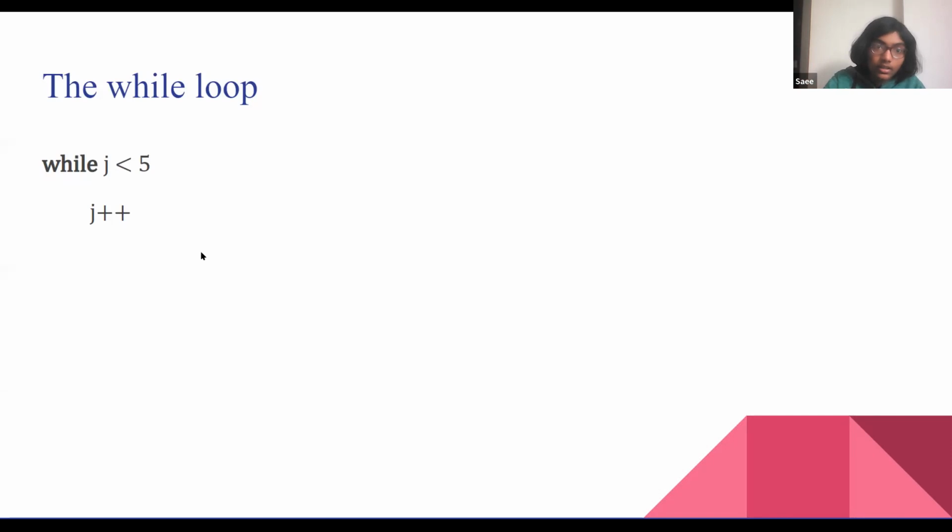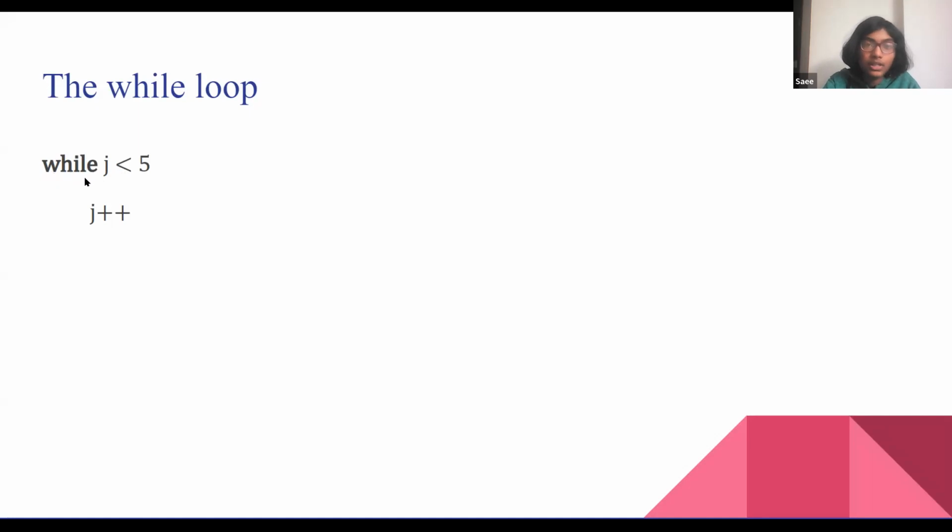So over here, let's look at a concrete example. What I'm asking the computer to do is while. Everyone knows the English word while, and the computer's while is the exact same thing. While j is less than 5, we are going to add 1 to j. The j plus plus just means add 1 to j. So let's say the value of j is 1.